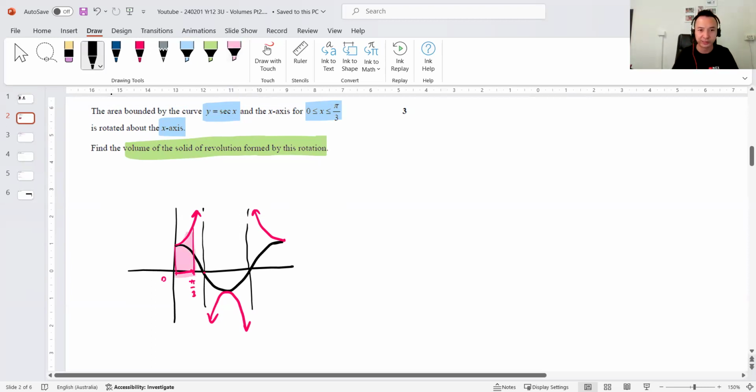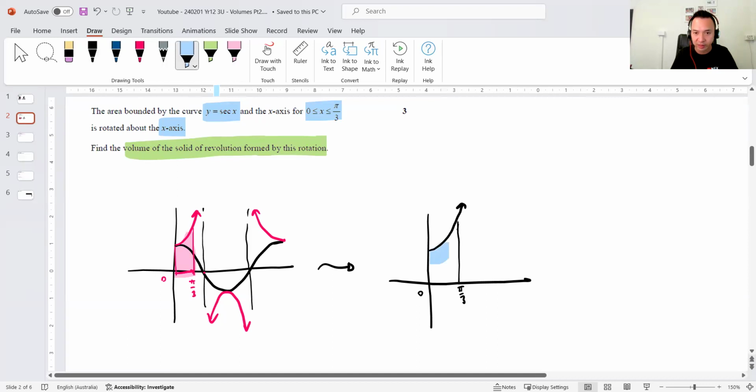So what I'm going to do, guys, is draw another graph that's sort of zoomed in. And it sort of just looks like this, right? And they want me to go from 0 to pi on 3, which is somewhat there-ish, and they want this region here rotated about the x-axis. Now, I really don't need to do more than that in terms of diagram. Otherwise, I'm just spending too much time on the diagram.